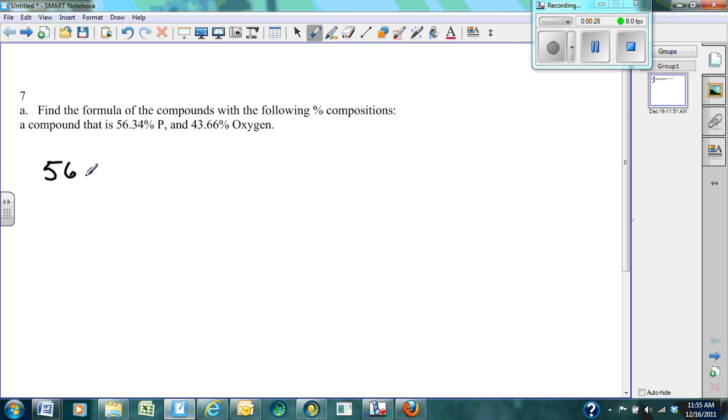So I would have 56.34 grams phosphorus. And we're going to put that over 1. And I would also have 43.66 grams oxygen.